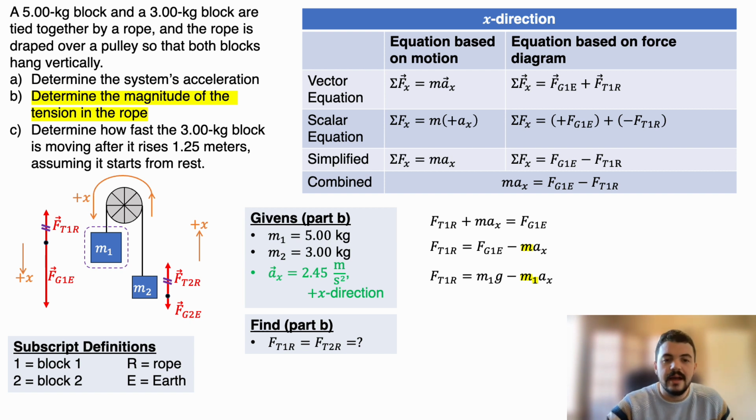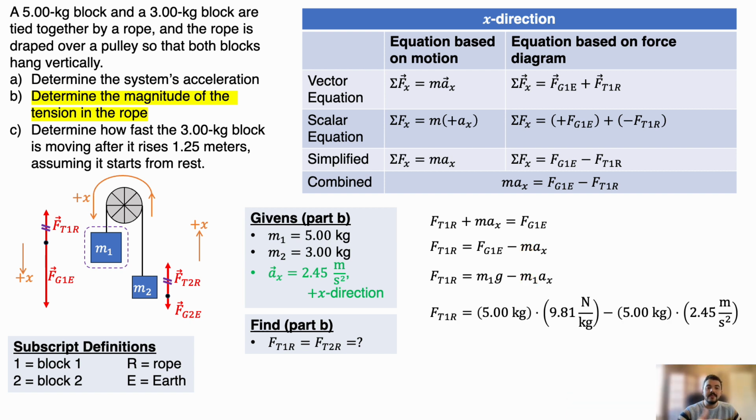Assuming I had written little g there, we can plug in some numbers. The mass of block 1 is 5 kilograms, the Earth's gravitational field strength 9.81 newtons per kilogram, and the acceleration 2.45 meters per second squared. And when we go ahead and plug in all of our values into a calculator, we find that the magnitude of the tension force is 36.8 newtons. Since I'm only looking for the magnitude, or how strong the tension force is, I can go ahead and call it a day and box in my answer. I have completed part B.